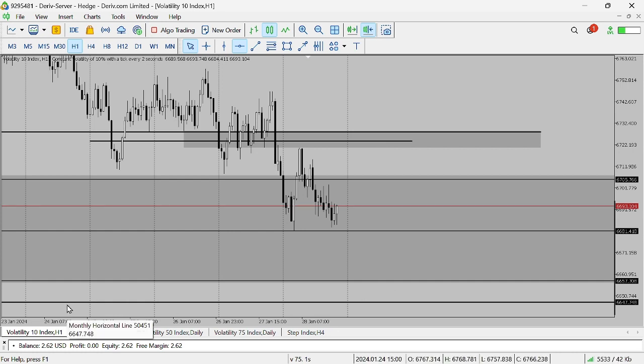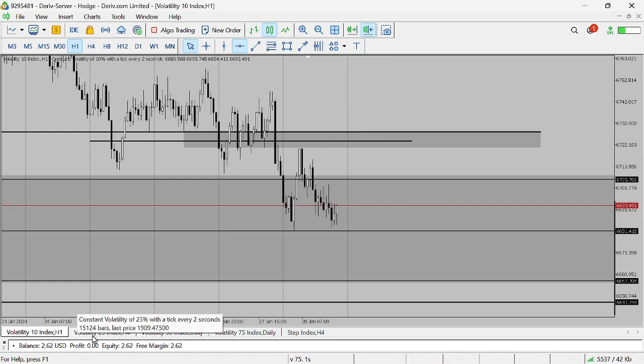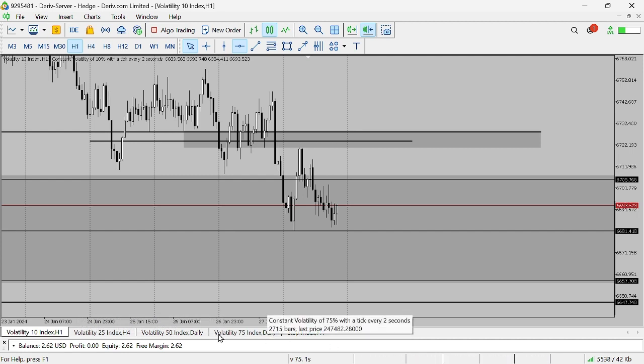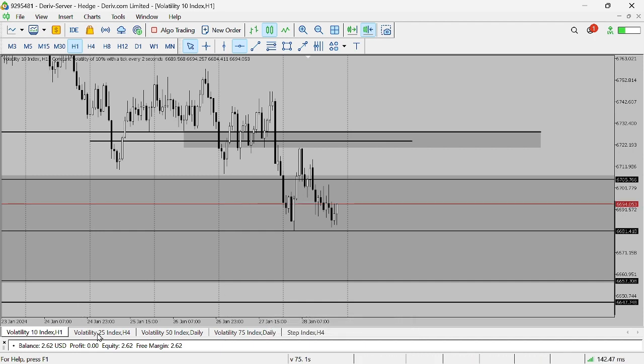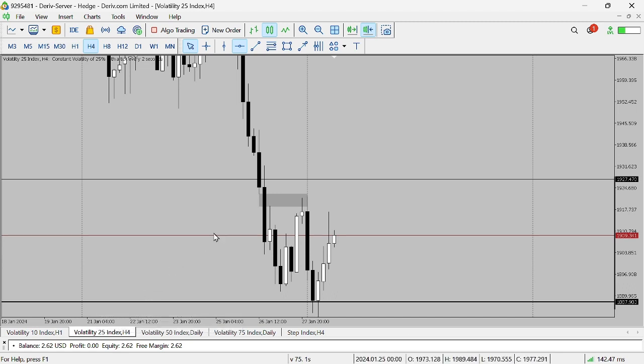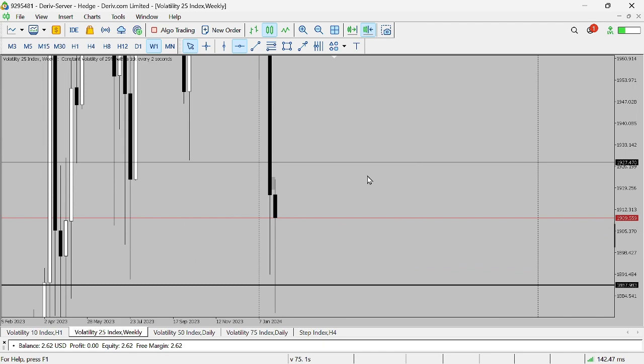So just keep it simple. These are the only indices I trade: 1, 2, 3, 4, just five of them, the basic ones. That's all. And if I can catch one big move for the week, I'm okay. So let's look at verse 25. We're going to start from the weekly time frame.